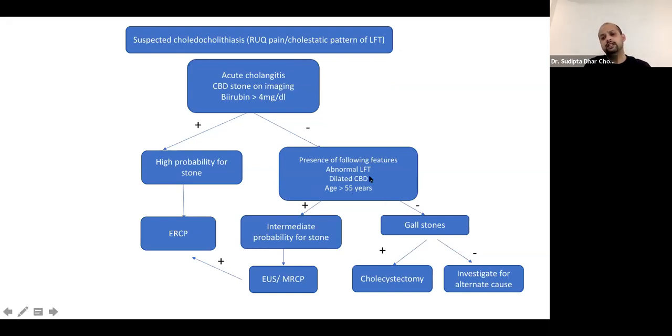However, if these features are not there, look for gallstones, and if gallstones are present, proceed with cholecystectomy. If negative, then investigate for an alternate cause of right upper quadrant pain.